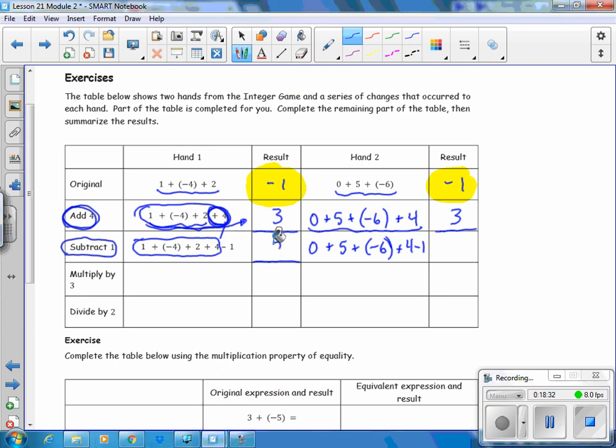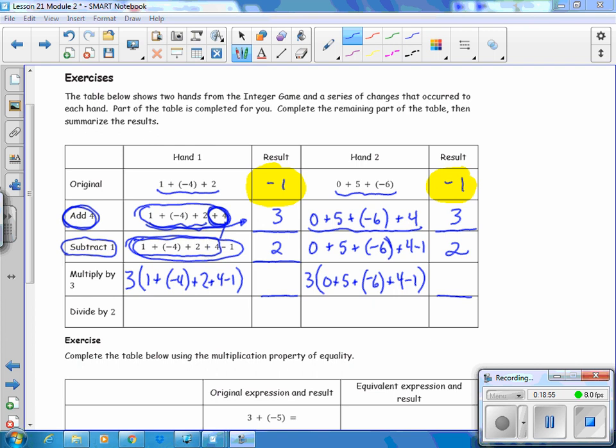So for those, you should have gotten 2. Next, we're going to take that entire expression and multiply it by 3. So copy the entire expression and multiply it by 3. Do the same thing with hand 2 and calculate those answers, and then resume the video to check.